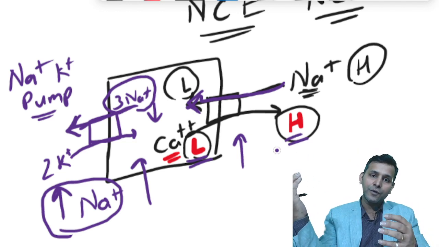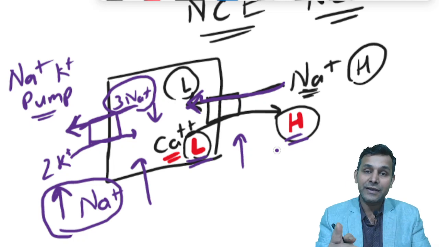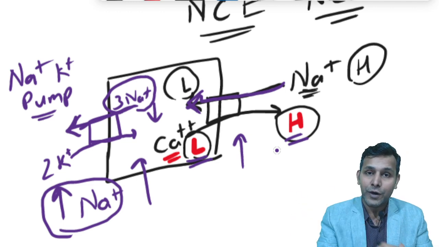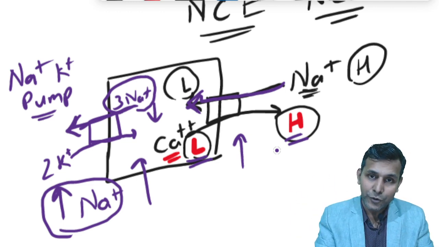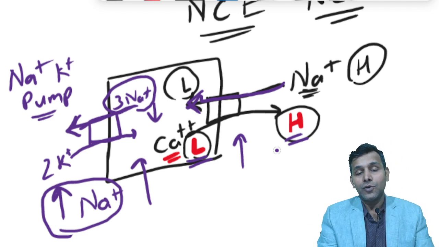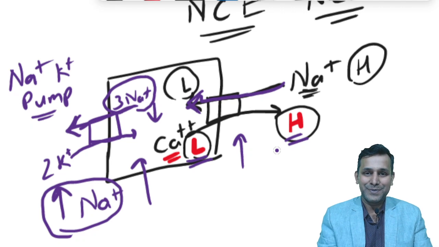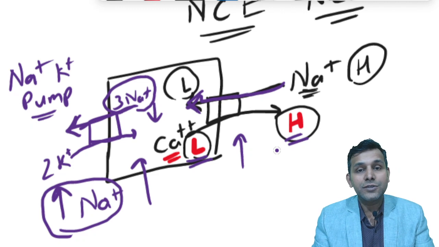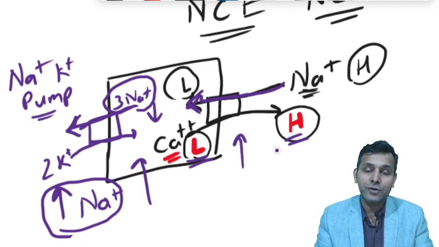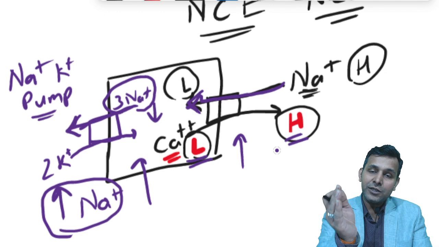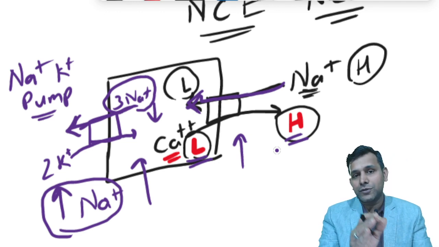So sodium always moves from higher to lower. In secondary active transport, sodium always moves from higher to lower, and using this energy of sodium ion movement, we transport another substance from lower concentration to higher. I'll repeat once again. In secondary active transport, the sodium always moves from higher concentration to lower concentration, and using this energy of sodium from higher to lower, we transport another substance from lower concentration to higher concentration.